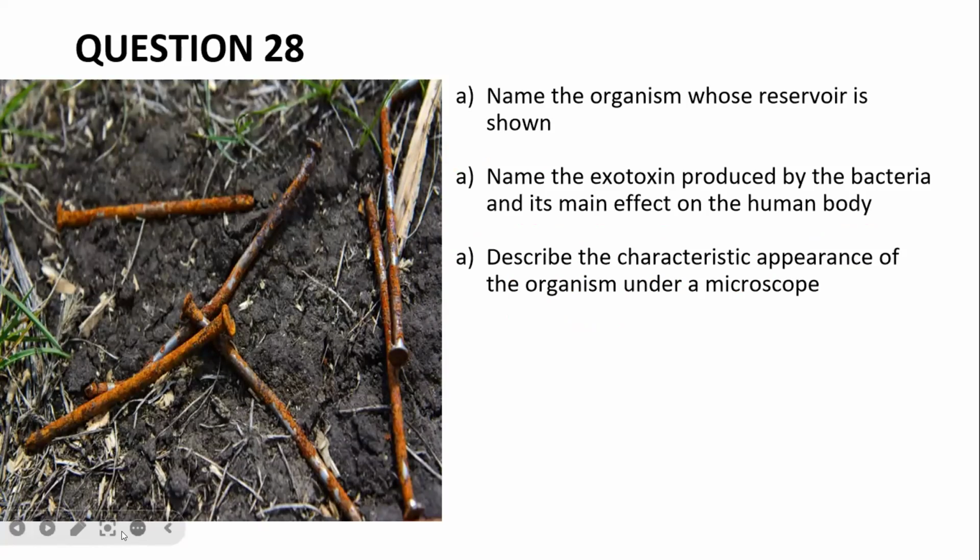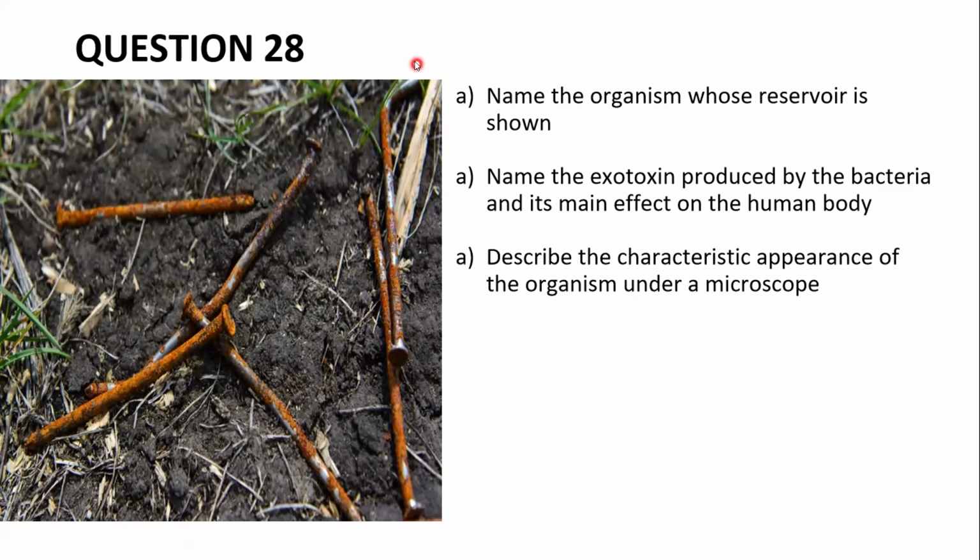Then, as you can see here, this is a rusty nail in soil. Then you're told, name the organism whose reservoir is shown. Name the exotoxin produced by the bacteria and its main effect in the human body. Describe the characteristic appearance of the organism under a microscope. Okay. So I'm sure you've all known this, that Clostridium tetani, the reservoir is in soil. Okay. And then the exotoxin produced by Clostridium tetani.